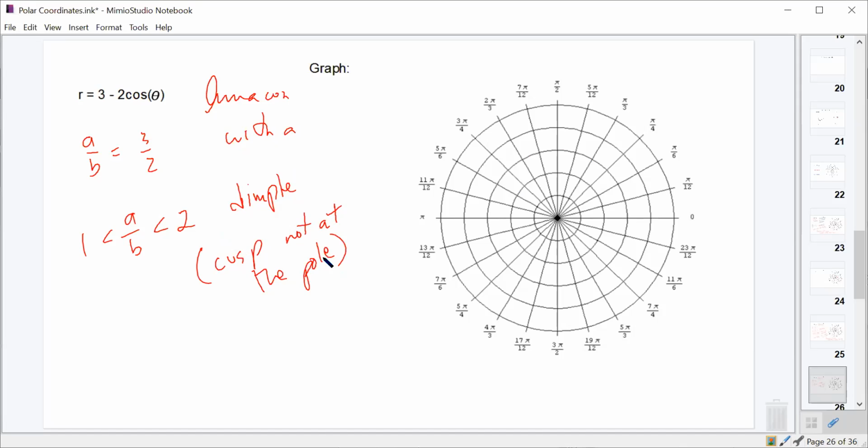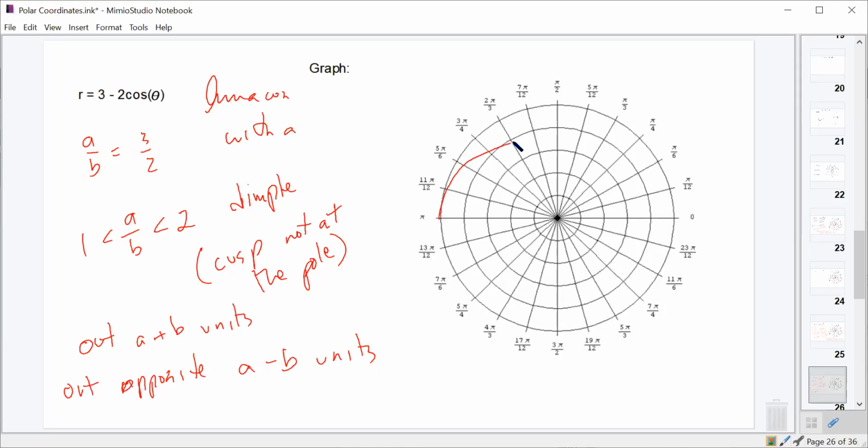Okay. So this one, 3 minus 2 cosine theta, should have the majority of it in the quadrants where cosine is negative, so quadrants 2 and 3. And it should extend out A plus B units, but it should also extend out in the opposite direction, A minus B units. So this one will have the furthest part out in the quadrants where cosine is negative.